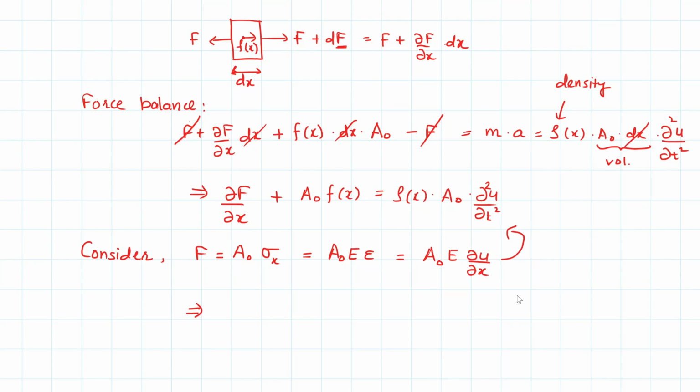We end up with partial with respect to x of A0 E partial of u with respect to x, plus A0 f of x is equal to the density rho times A0 times acceleration.